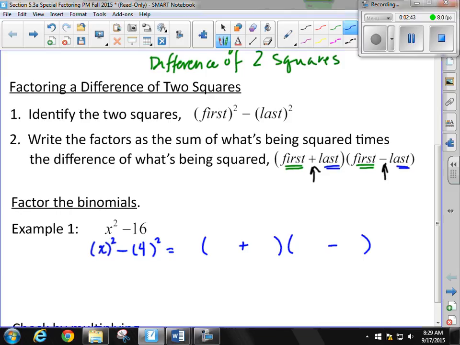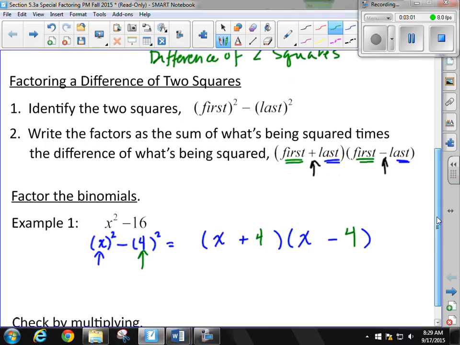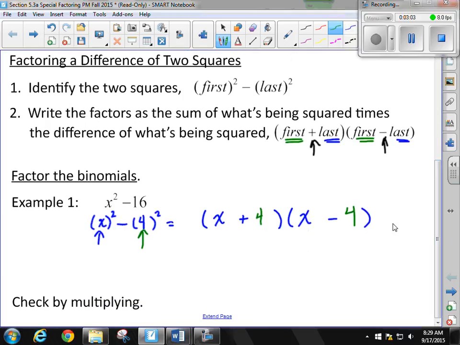So here the first thing that was being squared is x. So that goes in the first spot in each of my parentheses. The last thing that was being squared is 4. So 4 goes in the last spot in each set of parentheses. And you can always multiply this out to check. So if I do a FOIL on this, I'm going to do this in red. X times x is x squared. X times minus 4 is minus 4x. 4 times x is plus 4x.